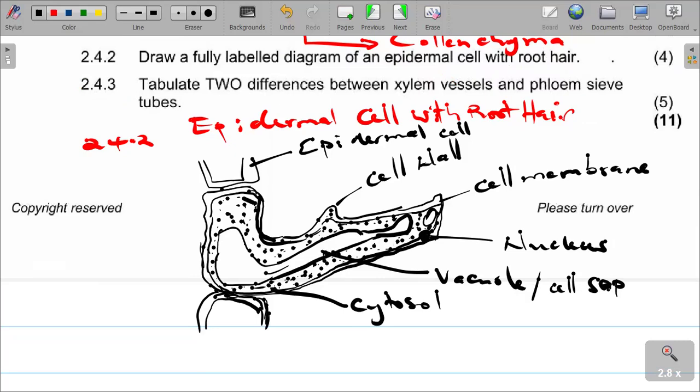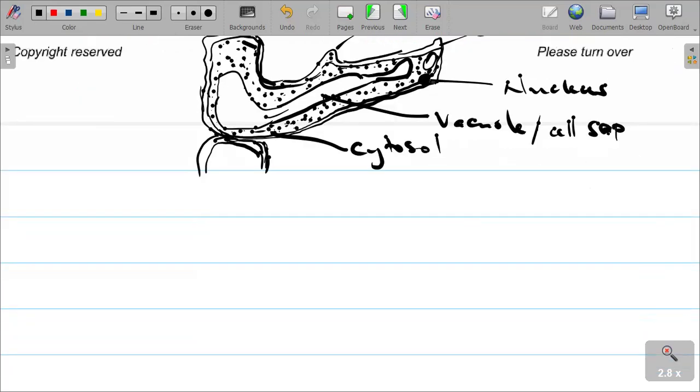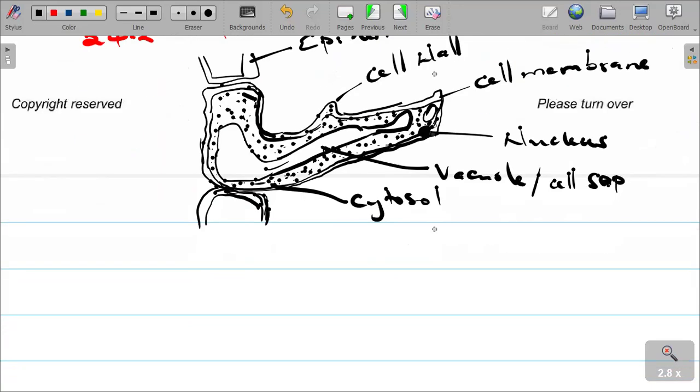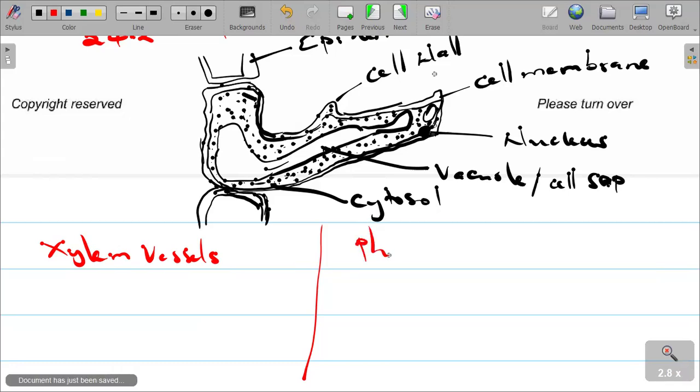That's what needs to be done with reference to the diagram, and then give two differences between xylem vessels and phloem sieve tubes. The difference between xylem and phloem. So we can have our xylem vessels, and then we have our phloem sieve tubes.